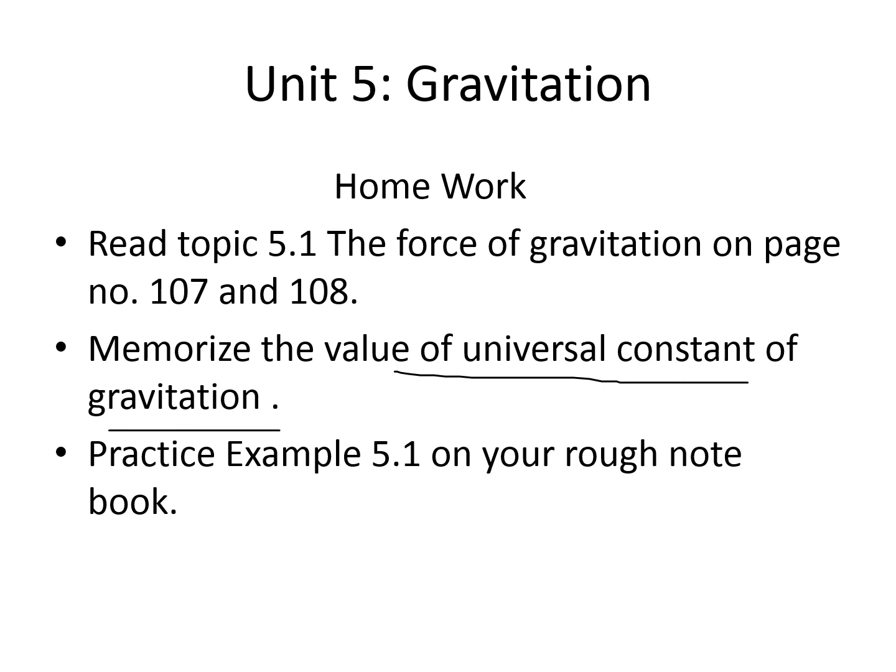We have discussed the value of the universal constant of gravitation, which is equal to 6.673 into 10 raised to power minus 11 Newton meter square per kg square. So class, you have to memorize this value, so it will be very easy when we do the numericals. Practice example 5.1 on your rough notebook. As we have discussed example 5.1, you have to practice this problem in your rough notebook. You don't need to do this in your neat notebook.